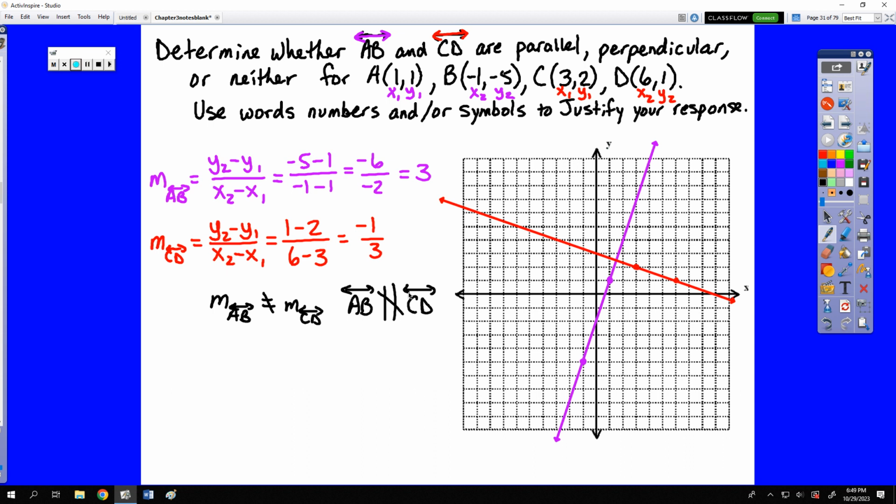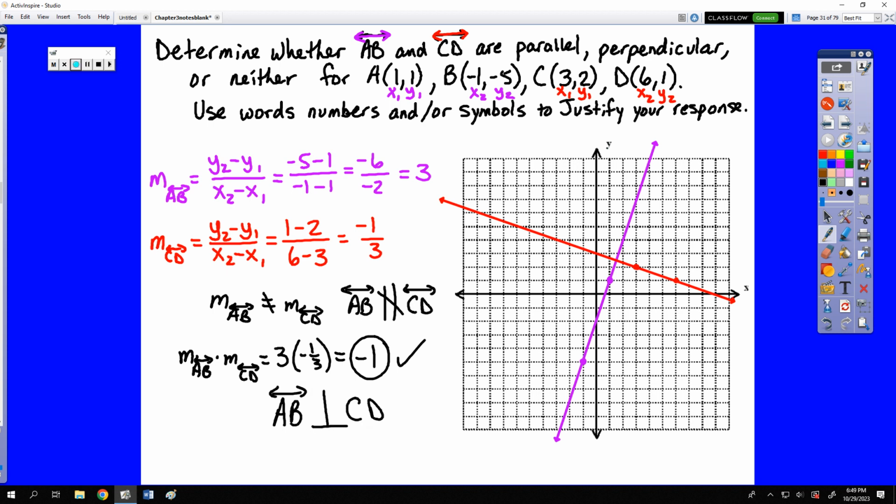So again, to check perpendicular, what we do is we multiply the slope of AB times the slope of CD. That would be 3 times negative 1/3. That is equal to negative 1. If they multiply to negative 1, that means that those slopes are negative reciprocals, and that means that line AB is perpendicular to line CD. So our answer would be line AB is perpendicular to line CD.